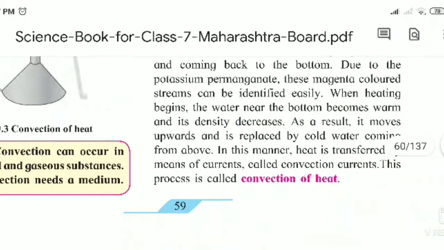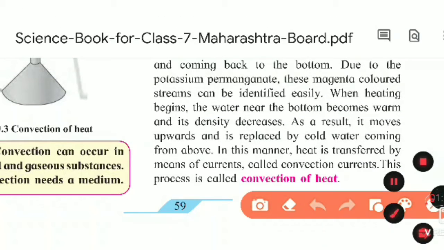In this manner heat is transferred by means of current, and this is called a convection current, and this process is called convection of heat. This process is called convection of heat. As I told you, this is the definition of convection of heat.